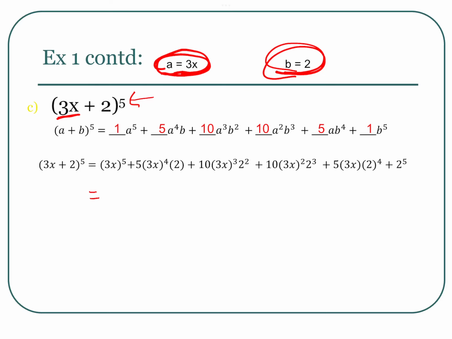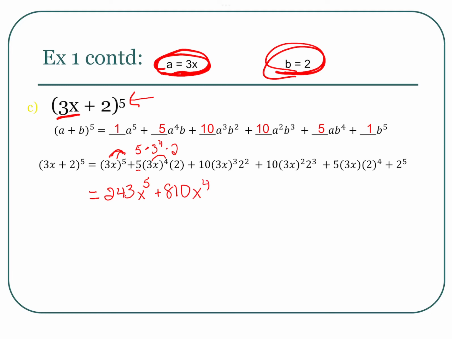So if I look at this, this 5 has to come to the 3 and to the x. So 3 to the fifth is 243x to the fifth. My next one, this 4 has to come in here to the 3. So what I'm really going to have here is this 5 times 3 to the fourth times 2. I have to multiply all the numbers together. If I take 5 times 3 to the fourth times 2, I get 810x to the fourth.